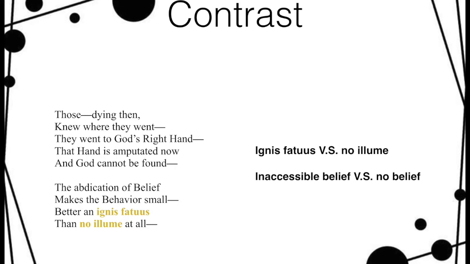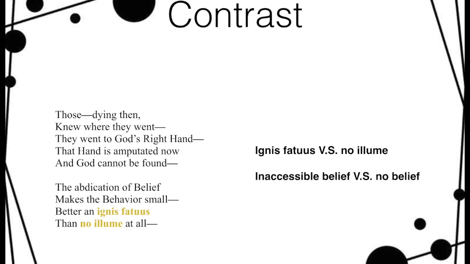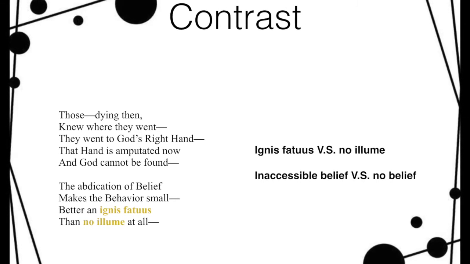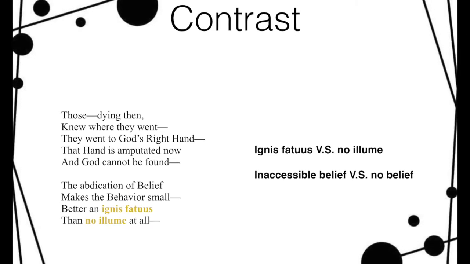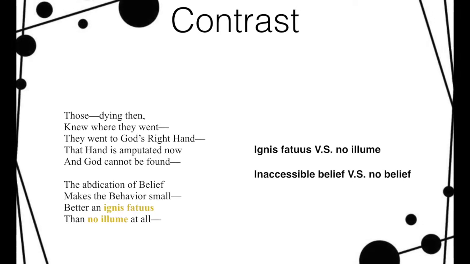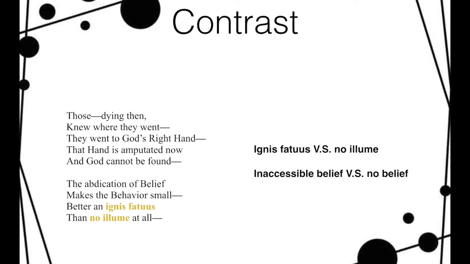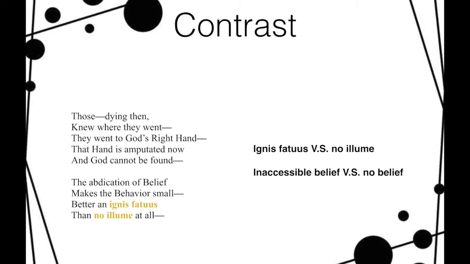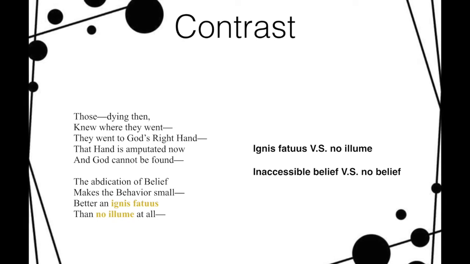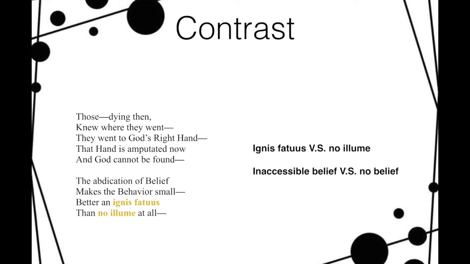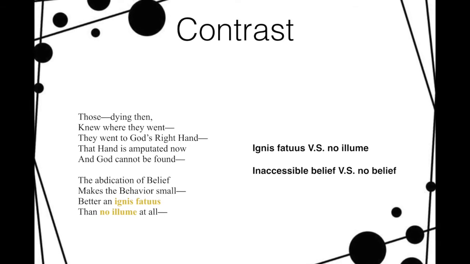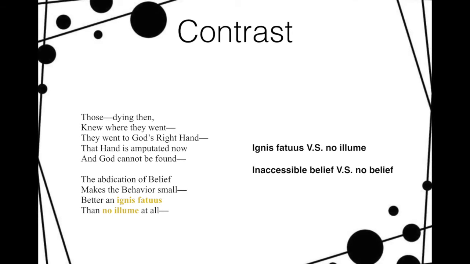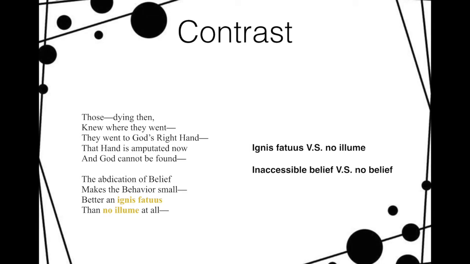And next, the contrast. So there is a contrast in this poem, which is a contrast between the ignis fatuus and no illum. And I think it is actually a contrast between inaccessible belief and having no beliefs. So by this comparison, it shows that even though Emily still doubts the existence of God, she thinks that it's still better to have an inaccessible belief than no belief at all. And ignis fatuus can be a misleading lie to follow in the darkness, but given the available choices, it emphasizes the harm of having no belief.